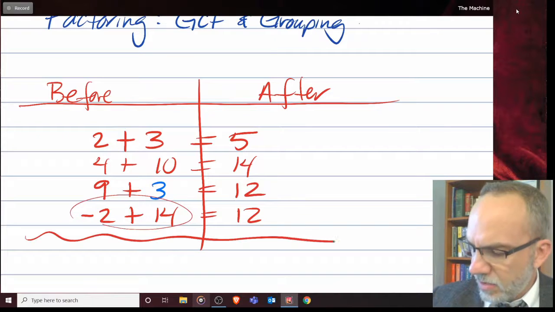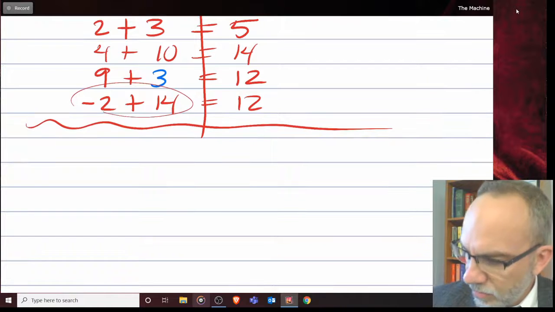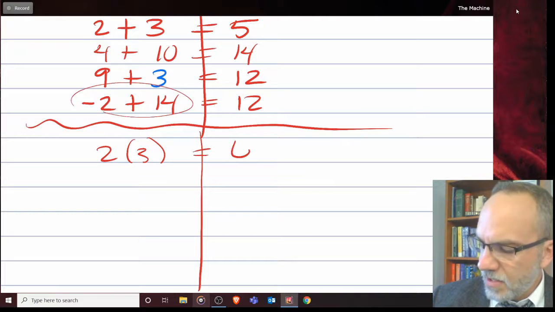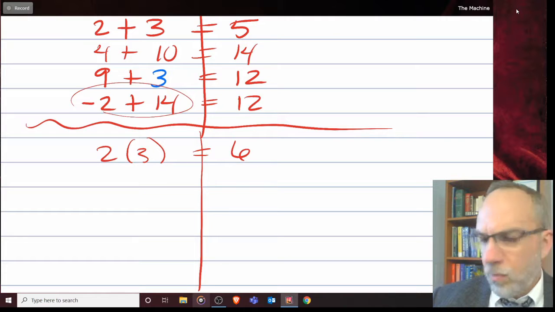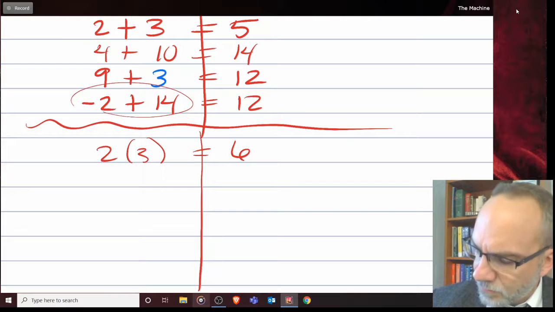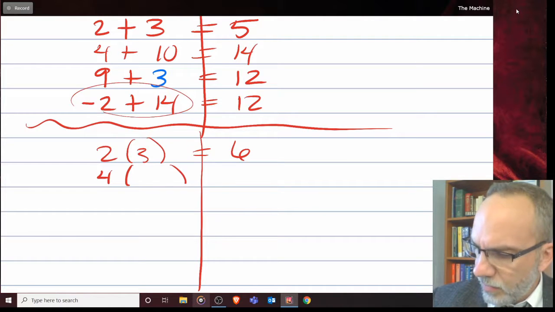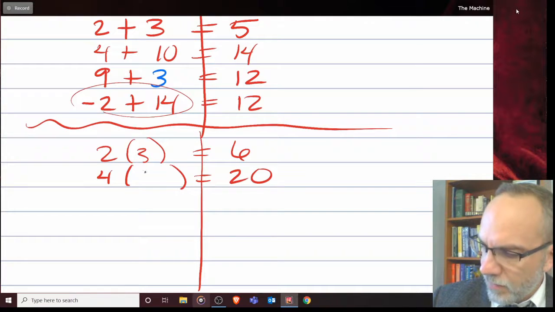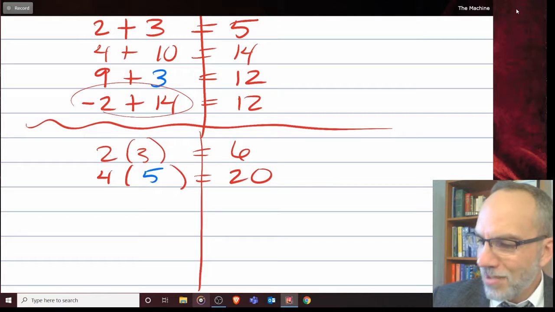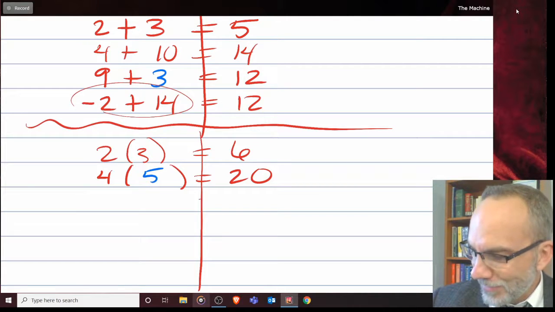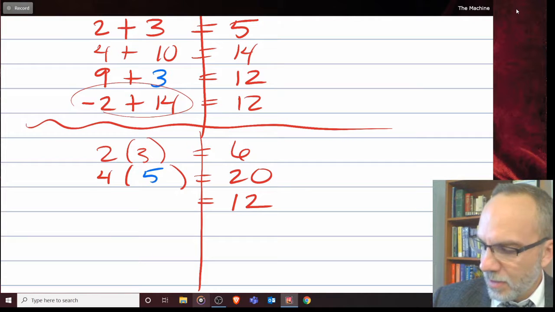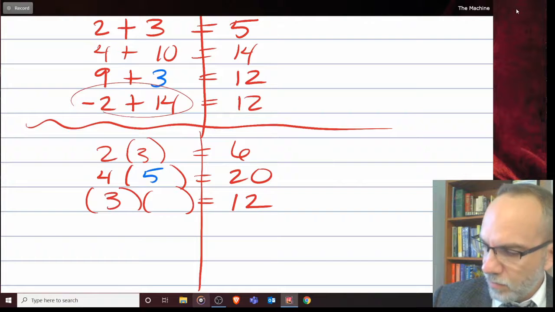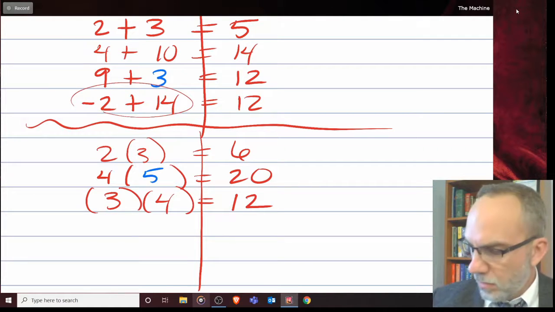Let me change this a little bit and say now, still doing the same thing, still a before and an after, what if I said 2 times 3? You would say, well, that's 6. Okay, so then what if I said 4 times something is equal to 20? You would say, well, I can give you a part of the before, that would be 5, right? What if I gave you the entire after? Let's do 12 again, and I left it open-ended for you. Could you come up with 3 times 4? Right? Maybe there's another way to do that.